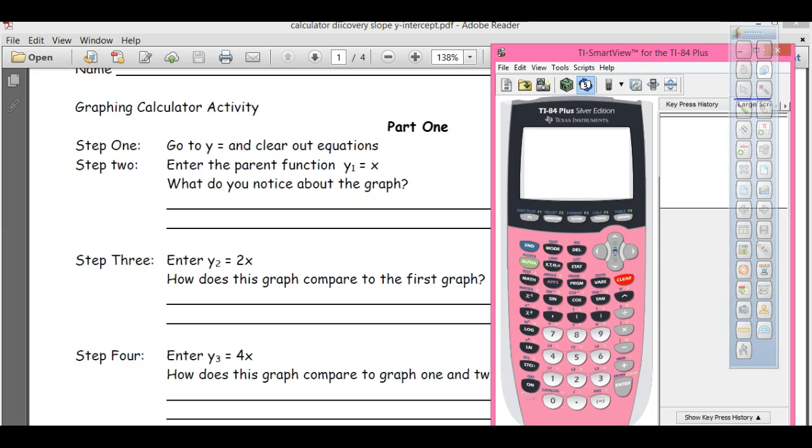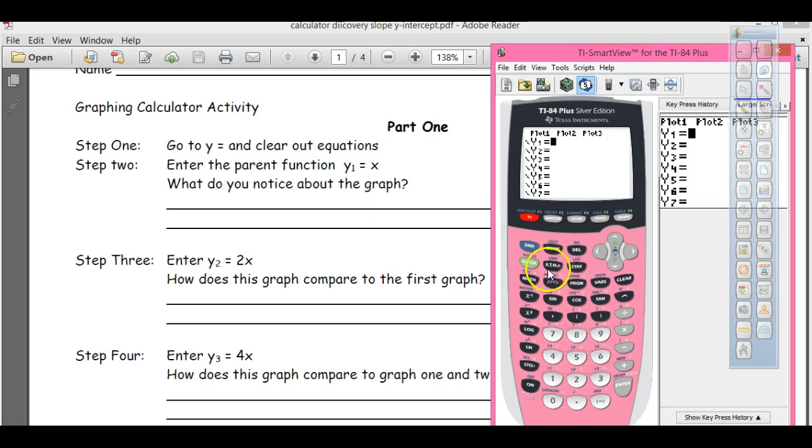All right. So we want to plug into y equals x. So we're going to y equals, top left corner. Top left corner, it says y equals. So it comes up to this screen, right? And we want y equals x.